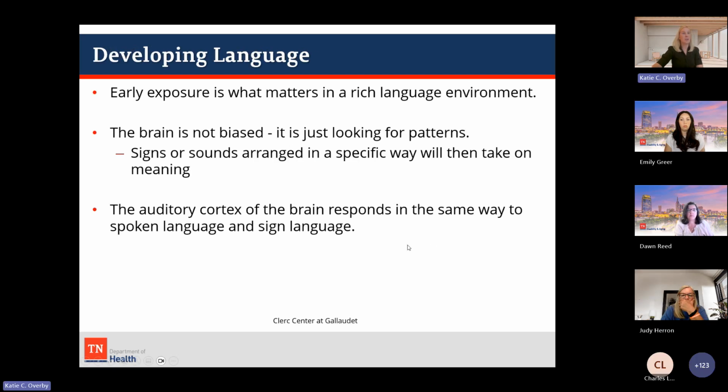So we want to make sure that kids have early exposure. We want to make sure that they have a language-rich environment. We talk about quality of language, and we also talk about quantity of language. And when we talk about the word language, you can think what you want. It can be signed language, it can be spoken language, it can be a variety of things. We're going to talk about communication choices shortly. The brain is not biased. They have done lots of research, and basically the brain is just looking for patterns. So that auditory cortex in their brain is going to respond no matter which way you're giving them language.